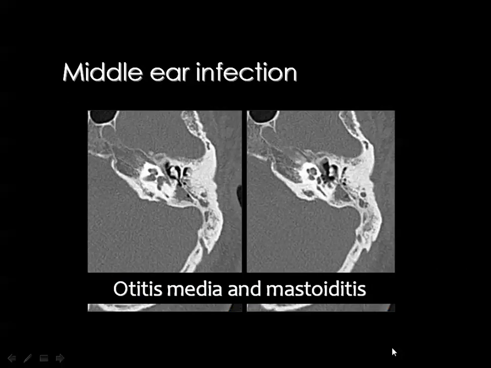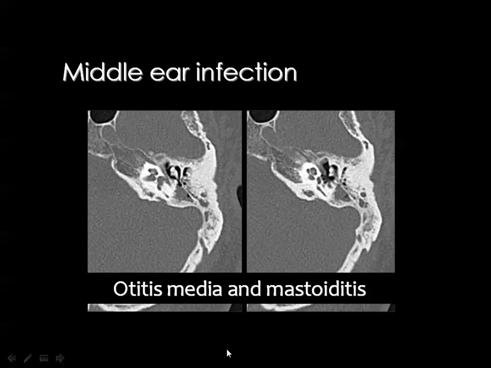Then we came to infection of the middle ear. Here you can see some fluid inside the middle ear cavity. You appreciate the integrity of the ice cream cone in the middle ear cleft. It's easy to see this fluid obliterating the mastoid antrum as well as most of the mastoid air cells.